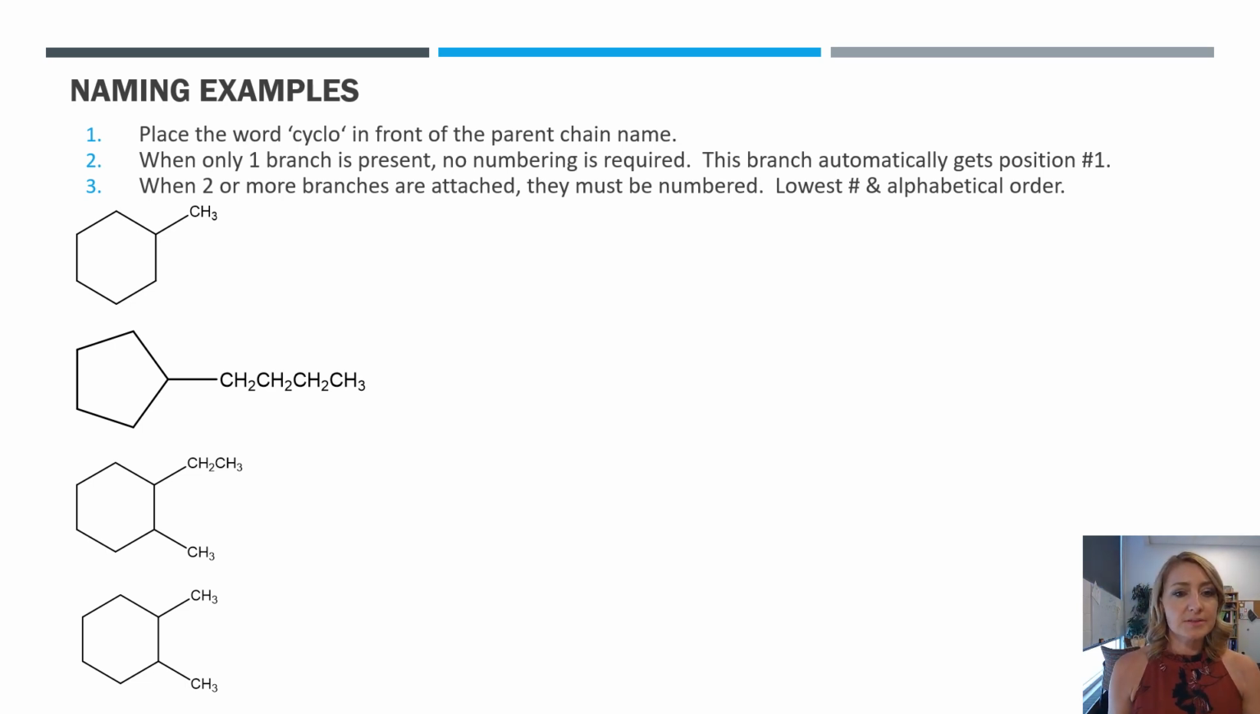All right, so let's start with this top structure. We have a cyclic structure, and I always like to count because sometimes our eyes can deceive us. So we have 1, 2, 3, 4, 5, 6. There are 6 carbons in my parent chain.